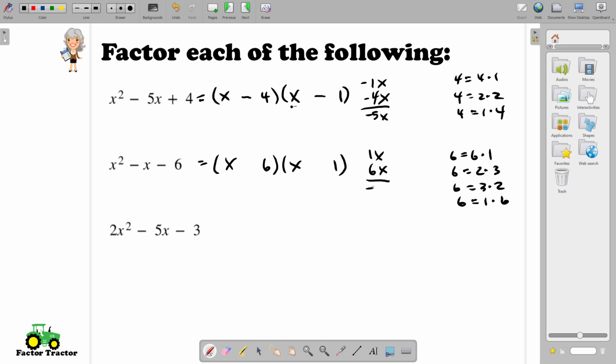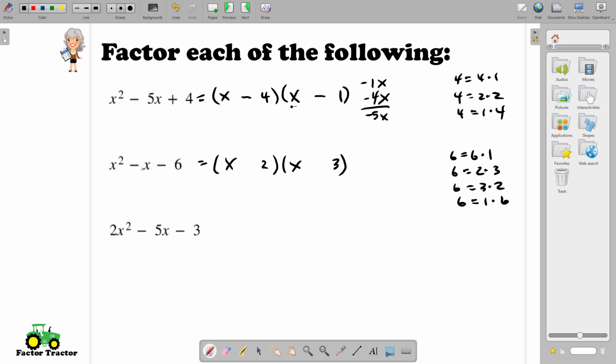I need a negative 1x for this middle term. Well, there's no way to get a negative 1 from a 1 and a 6. So those don't work. So the 6 and the 1 don't work. That combination isn't the combination that we need. So let's try 2 and 3.